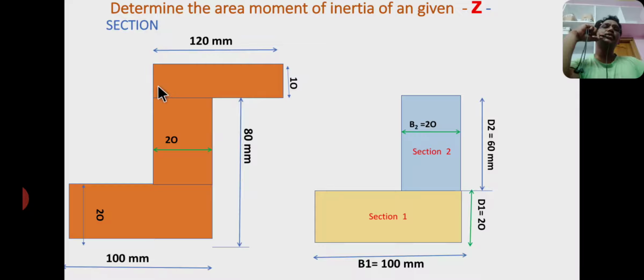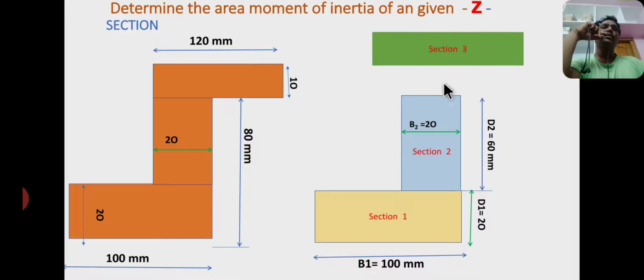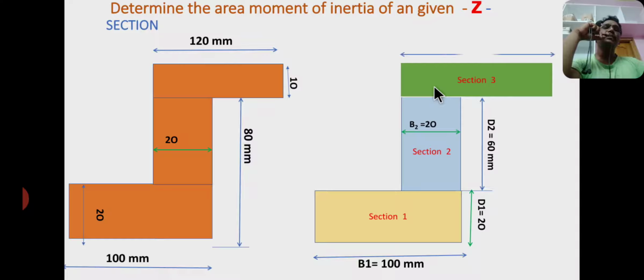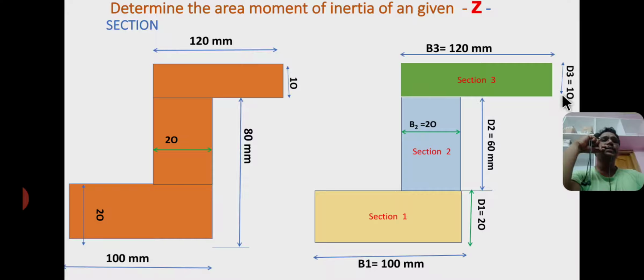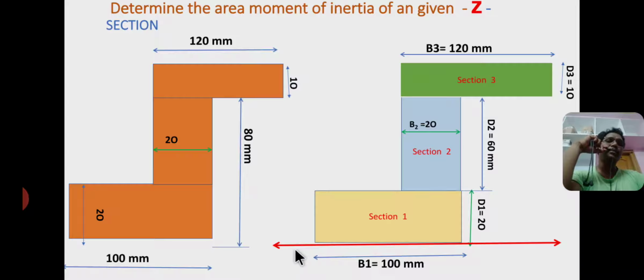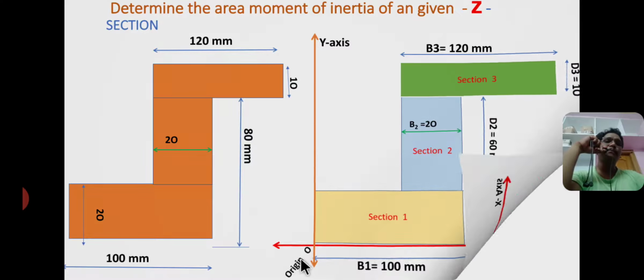Now I consider the top rectangle as section 3, having dimensions base b3 equal to 120 mm and depth d3 equal to 10 mm. Now I consider the reference axis, x-axis at the bottom edge and y-axis at left side edge. This is origin.